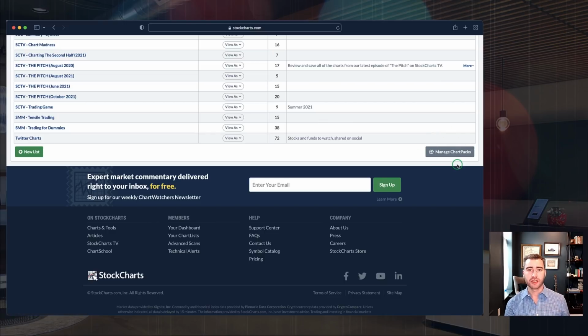Now, you do have to be either an Extra or a Pro member to take advantage of chart packs because you need lots of lists in your account. They are chart lists. They get installed into your account. It's basically as if we're sitting there next to you creating these chart lists with you and putting them into your account. So you do need to be either an Extra or a Pro member to access these.